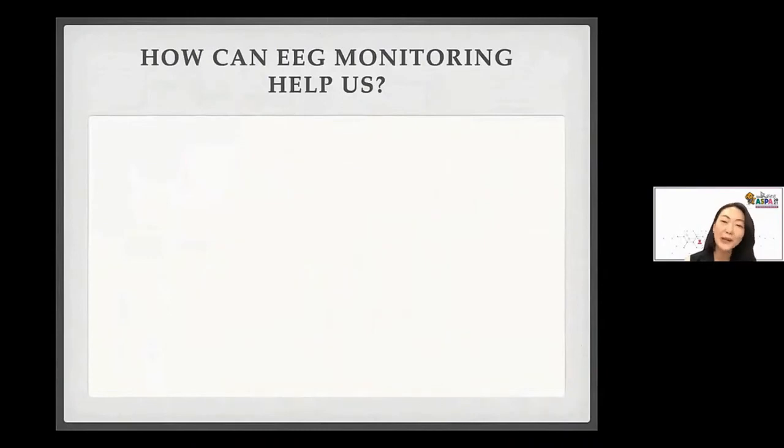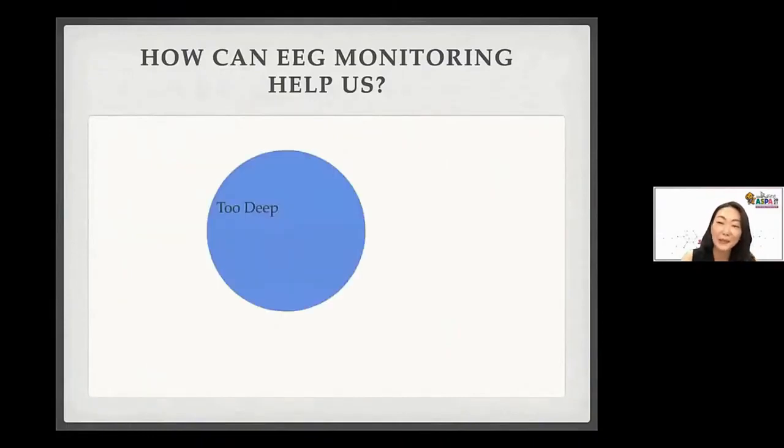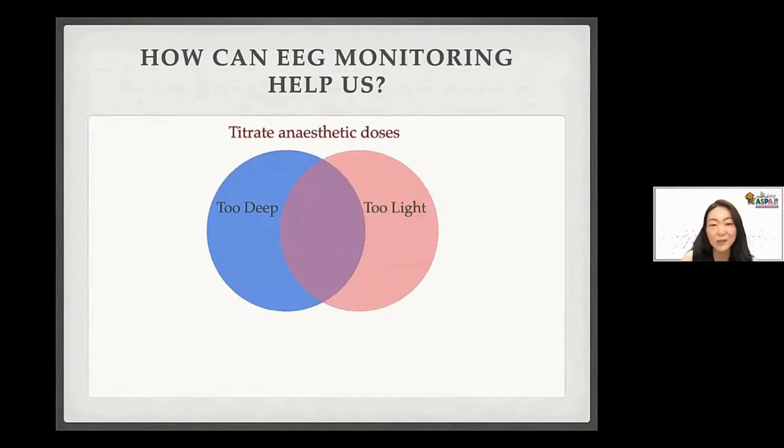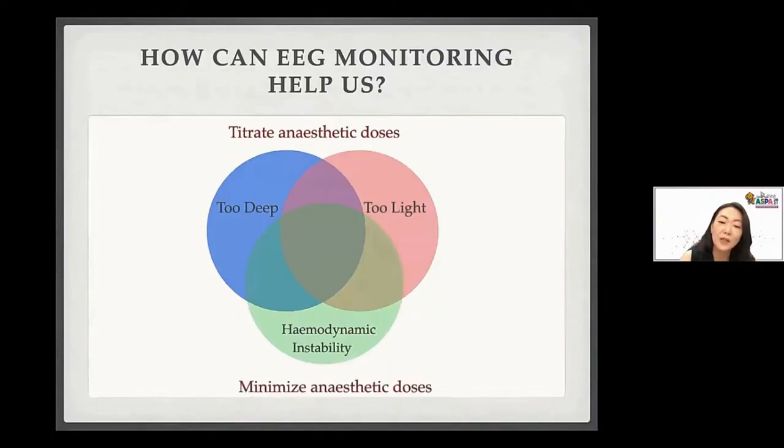So that's all well and good, right? But how can EEG monitoring help us? We saw that occasionally the patient can be too deep, or he can be too light. Okay, so knowing this helps us to be able to titrate our anesthetic doses, right? So it's just right. Occasionally, our patients are also hemodynamically unstable, right? Probably from the effect of the anesthetic itself. So you, again, want to avoid that. So having EEG monitoring can help us to minimize anesthetic doses.